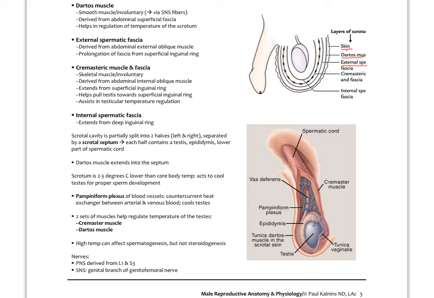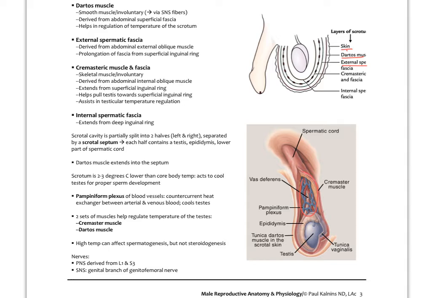Okay, and then the scrotal temperature itself, I mentioned, is a couple of degrees centigrade cooler than the core body temperature, so about 95 degrees Fahrenheit versus the classic 98.6 body temperature. And this is important again for proper sperm development. There's a network of veins called the pampiniform plexus, which is found in the spermatic cord. You can see it here.